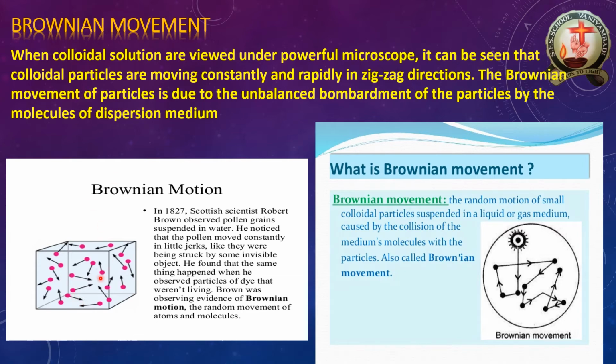So the zigzag movement, what is happening? Unbalanced particle size, the big molecules can hit simultaneously. Big molecules and small molecules hitting is reduced. The Brownian has said the colloidal molecule will have a zigzag movement. Okay. When a colloidal solution is viewed under a powerful microscope, it can be seen that the colloidal particles are moving constantly and rapidly in a zigzag direction or zigzag motions.